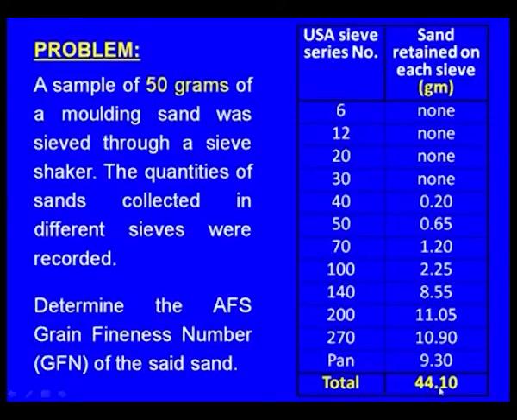These are the totals, we can see 44.1 grams are retained or collected, right, and there will be a loss, because some sand grains will be trapped between the meshes, and when we separate the meshes and take them out, some sand particles are trapped and they will not come out. That is how, though we have taken 50 grams, if we add up all the sand from the different sieves, it will be less than 50 grams.